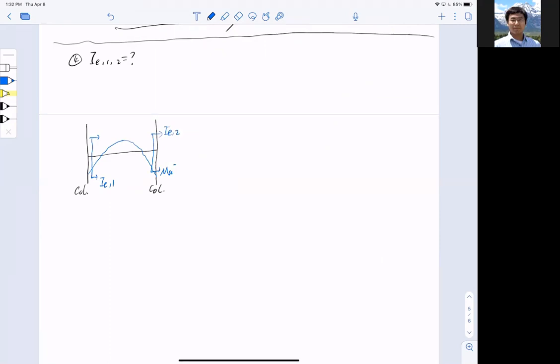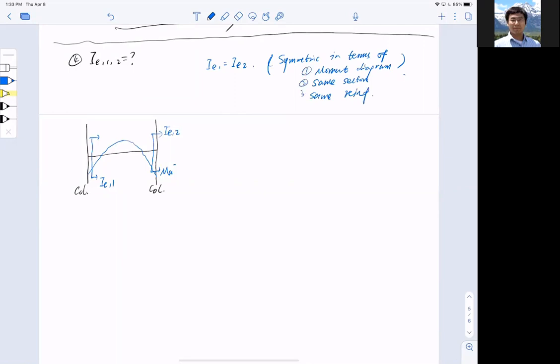First thing first, I know that IE1 equals IE2 because it's symmetric. Symmetric in terms of what? In terms of the moment diagram. They're the same moment, and they're the same section with the same reinforcement. So three reasons make them the same. I just have to take a look at 1, and I know the rest of it.